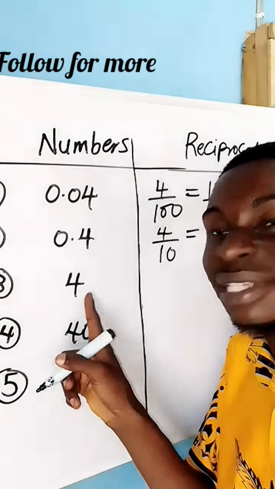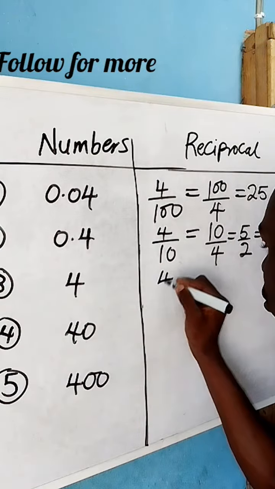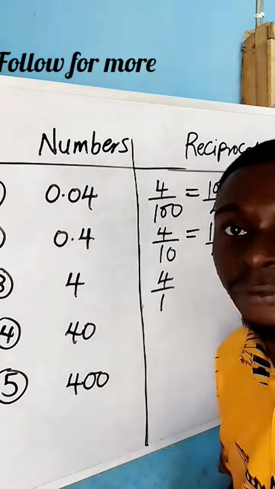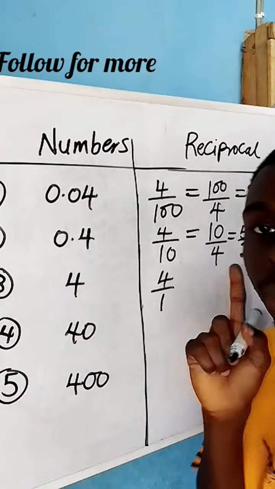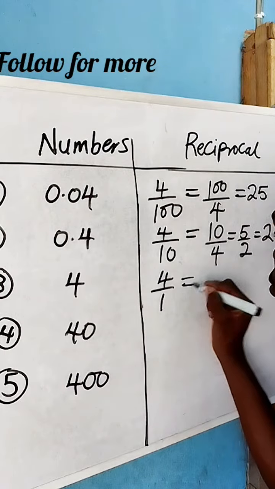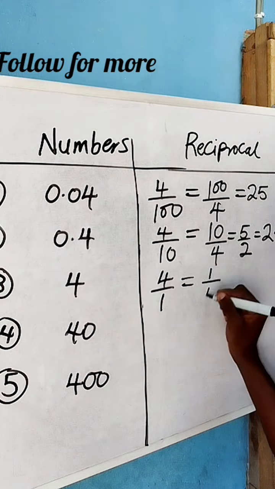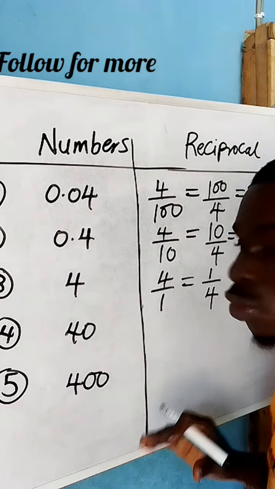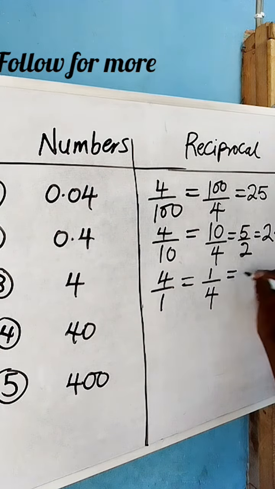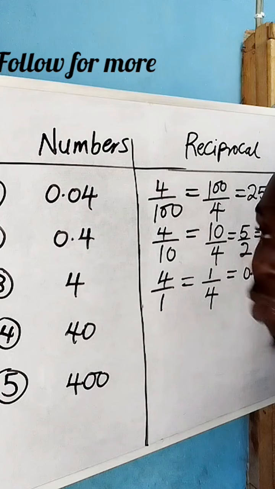Okay, now let's get the reciprocal of 4. 4 is the same thing as 4 over 1, because 4 divided by 1 is what? Is 4. Now the reciprocal means that you should invert this fraction, which is equal to 1 over 4. So if you divide 1 over 4 into decimal, this now becomes 0.25. So the reciprocal of 4 is 0.25.